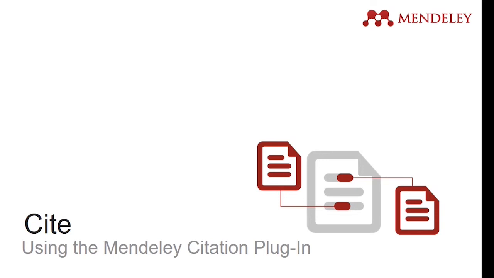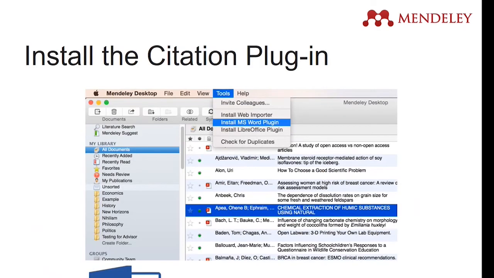Okay, so these slides talk about how to do automatic citations by using the Mendeley citation plugin. So you can install the citation plugin in your Microsoft Word or in LibreOffice documents. So these two are supported by Mendeley. So how to install it? You go to Mendeley Desktop and you go to Tools and click Install MS Word Plugin. So once you install the plugin, automatically it will install in the back end of Microsoft Word. So when you launch Microsoft Word, it will appear on your Reference tab.